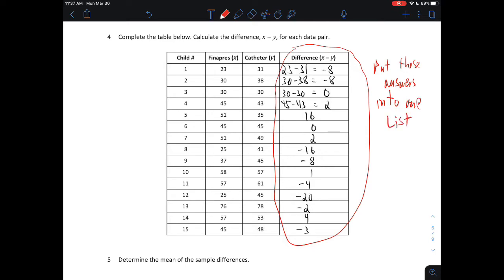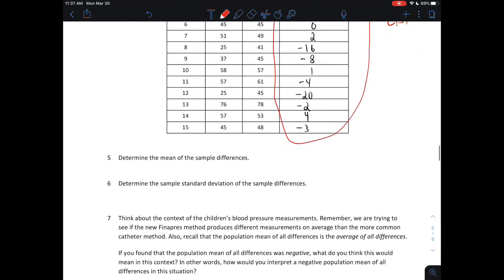And when I say put that into one list, this is where, again, we want to use our TI-83 or 84. Press the Stat button. Then on the Edit screen, click Edit, choose a list, delete anything that's there, and just enter these 15 differences into one list. And then after you've done that, you can use Stat, and then Calculate, and then one variable stats to get the mean for that list and the standard deviation for that list.